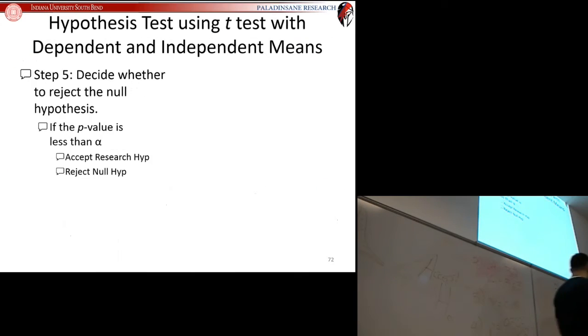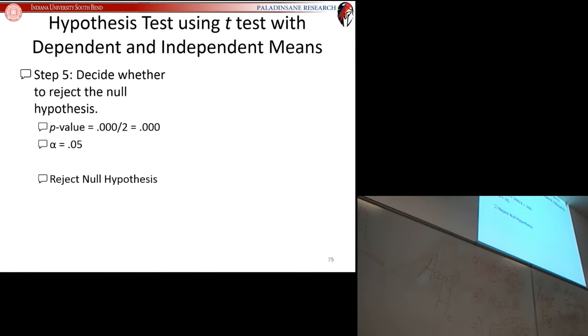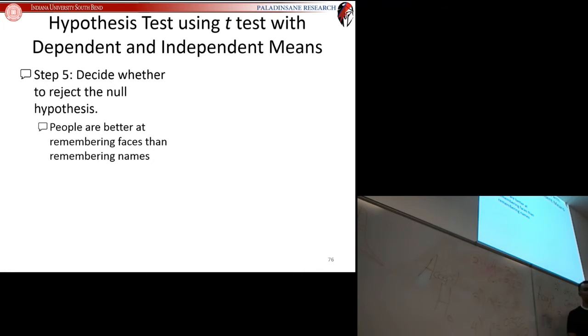And now it is decision time. So what do we do? If the p-value is less than our alpha, we accept the research hypothesis and we reject the null hypothesis. So we are going to accept the research hypothesis. If it was the other case, we would reject the research hypothesis, accept the null hypothesis. But because our one-tailed p-value is less than our alpha, we reject the null hypothesis and we conclude that people actually are better at remembering faces than they are at remembering names.